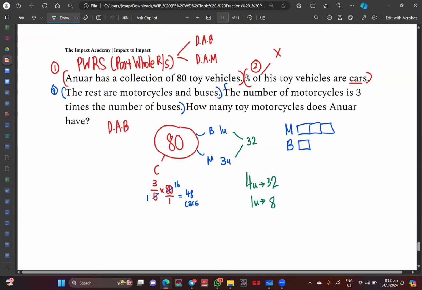Okay, now the question wants us to find how many toy motorcycles does Anwar have. So toy motorcycles, that means I need to look at motorcycles and I need to make sure I pick the right amount of units, and that is 3 units of motorcycles. We want to find the true value of motorcycles, right? So over here we can do 8 times 3 and we will get an answer of 24 motorcycles.